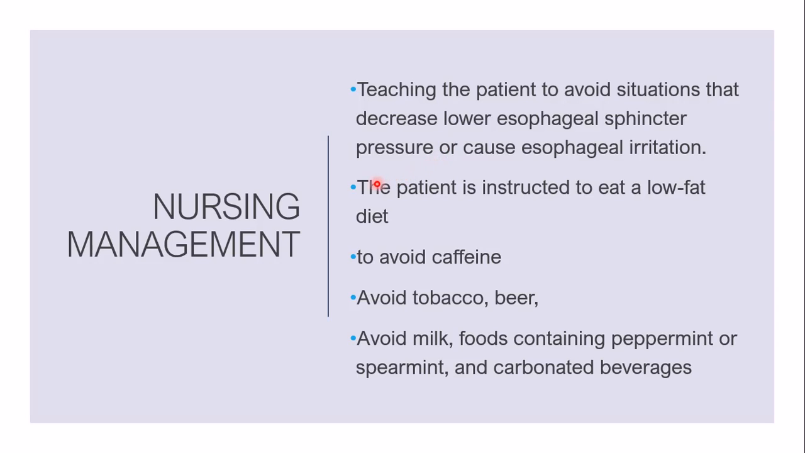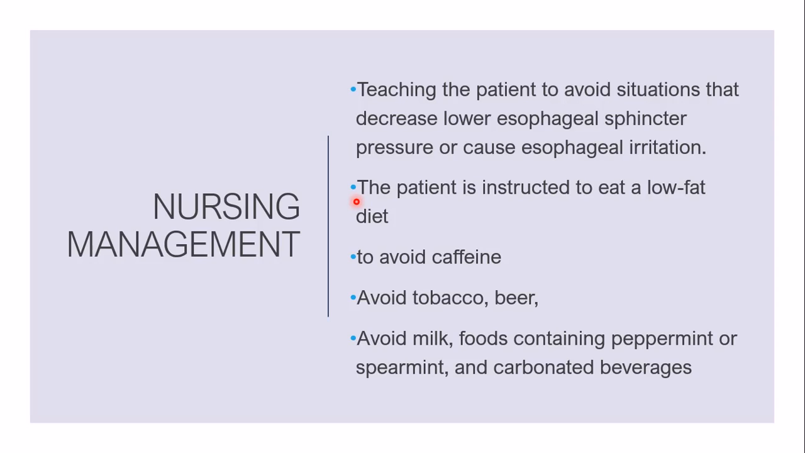So the patient is instructed to eat a low fat diet. So why do we say to have a low fat diet? Because a high fat diet doesn't get digested easily. The person will be facing many issues in digestion, and it's going to remain in the stomach for a long period of time. In the regurgitation process, the person is already experiencing regurgitation, and if they keep on eating a high fat diet, it's going to worsen the condition more.